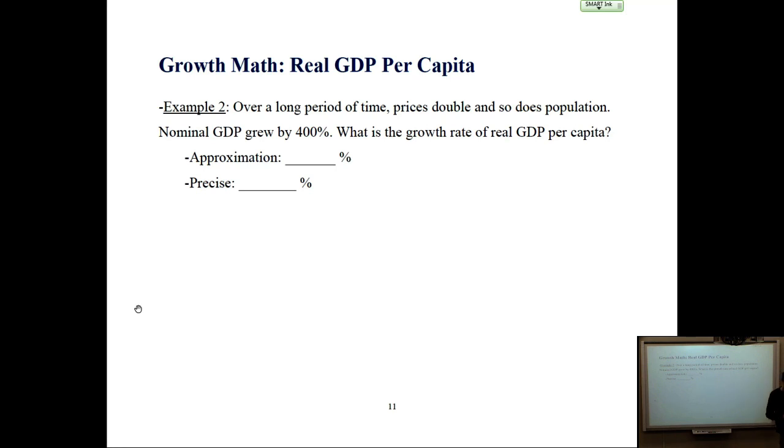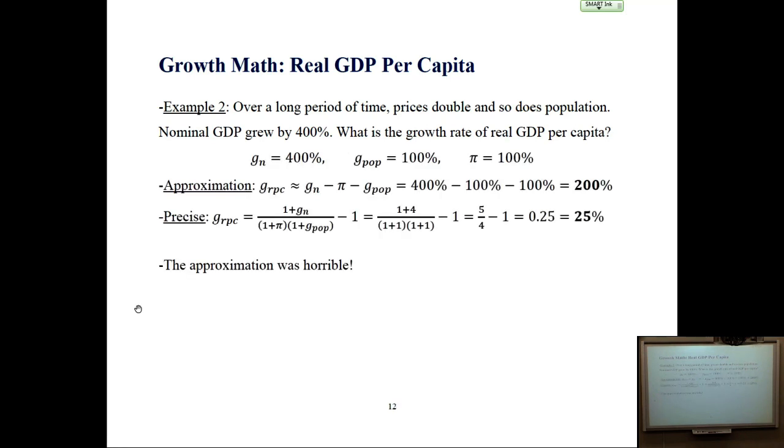Did you solve it? So with our approximation, the growth rate would be 200%. That comes from that nominal growth rate of 400% minus 100% inflation minus 100% population growth. There's 200% for you. Now the exact formula, we had 1 plus GRPC over there. So to get just plain GRPC, I've got to subtract 1 from both sides.